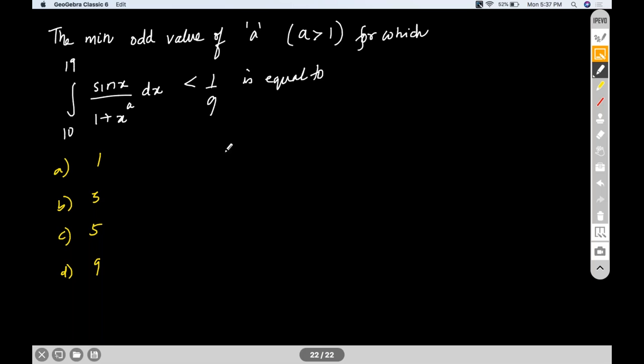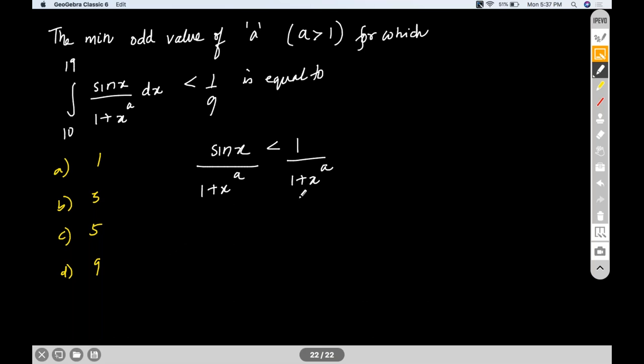See, sine x, we know, is less than x. Correct? Sine x is less than x. And sine x is also less than 1. Of course, we are talking about the interval 10 to 19. Sine x is always less than 1. So I can say this term will always be less than this term.